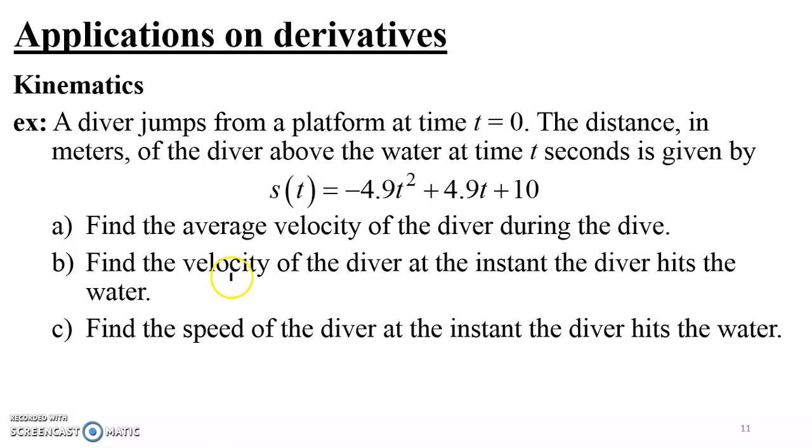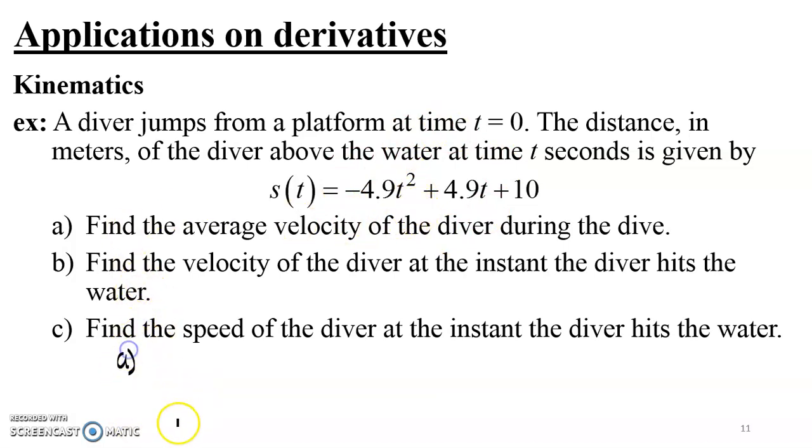So it's good to revisit the other lesson in order to see how the average rate of change and the instantaneous rate of change were explained and compared. So in this exercise, we have a diver that jumps from a platform at time t equals 0. And the distance in meters of the diver above the water at time t seconds is given by s of t equals this quadratic function in terms of t here.